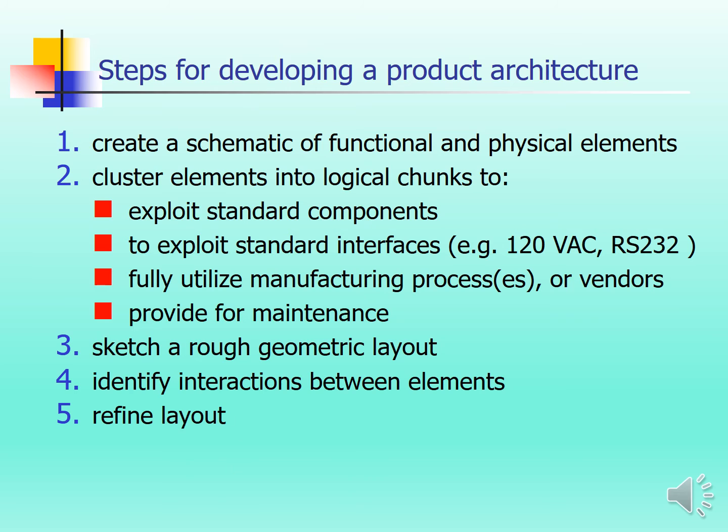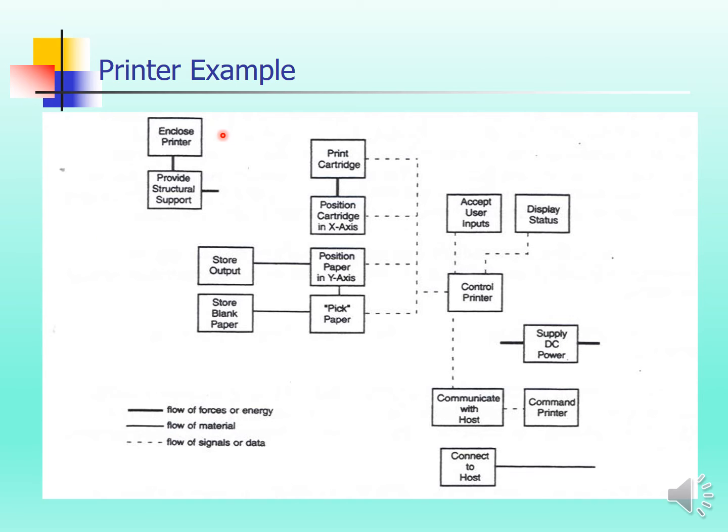Okay, these are the steps for the product. As an example, we have a printer. This is the enclosure, the printer structure, the printer cartridge, positioning the cartridge in the X, Y axis. We have a storage output and storage for blank paper. These are some functions and components. The thick line is the flow of force or energy, and the thin one is the flow of material.